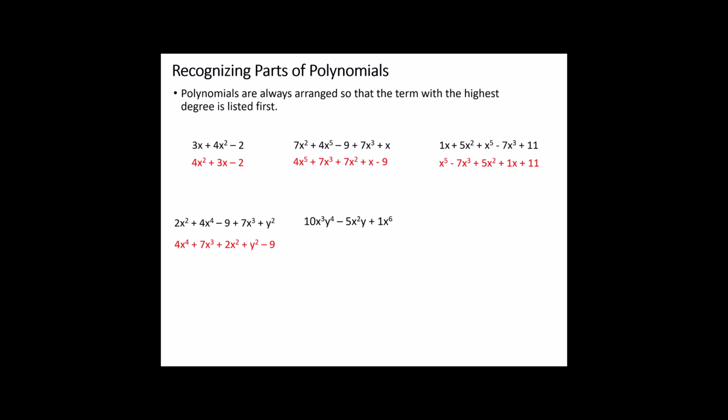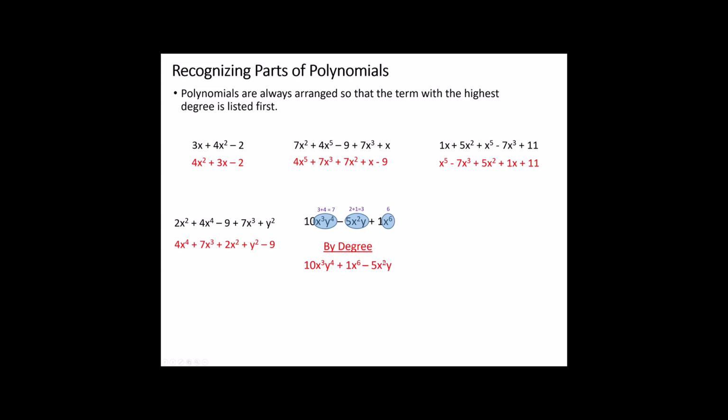Here's one for you. Notice in this one, you have x cubed, y to the fourth. That is a 7th degree term. Here you have x squared and y. That is a 3rd degree term. And then you have the x to the 6th by itself, which is a 6th degree term. In order, by degree, you would have your 7th degree term first, your 6th degree term second, and your x squared y, your 3rd degree term third. 7, 6, and 3.